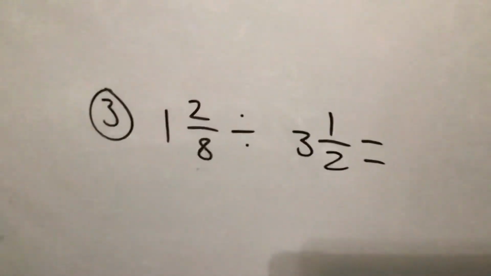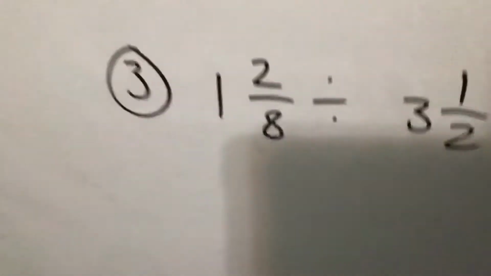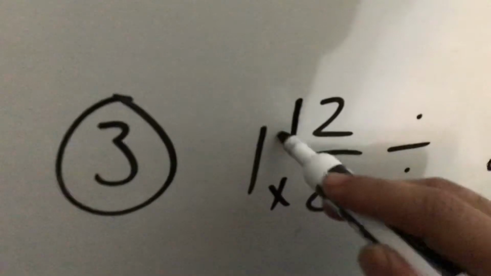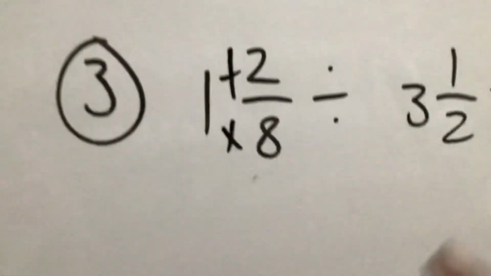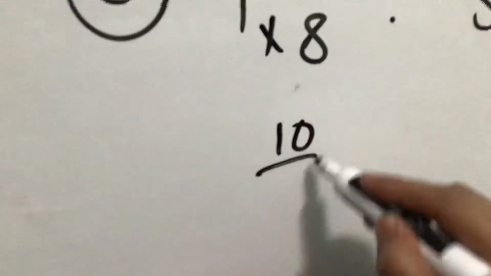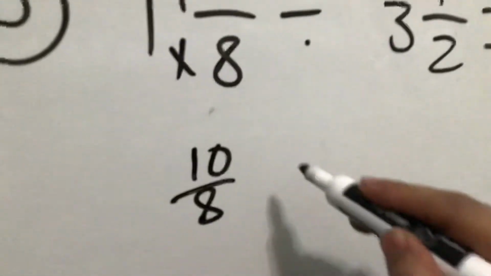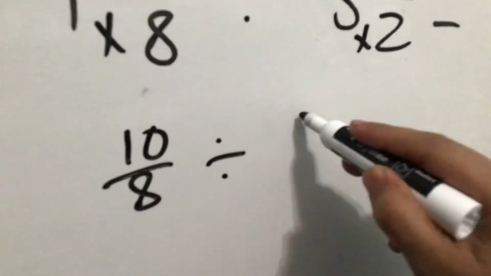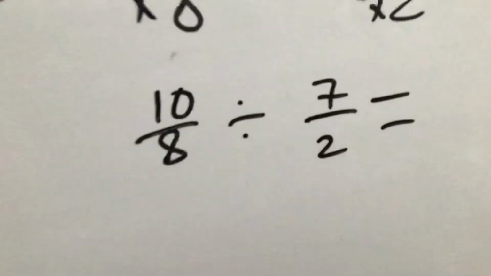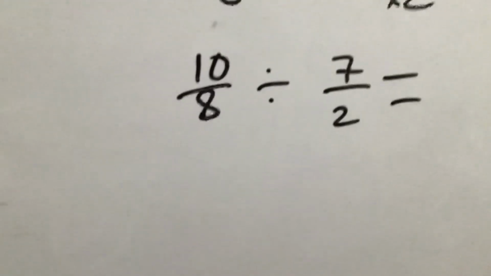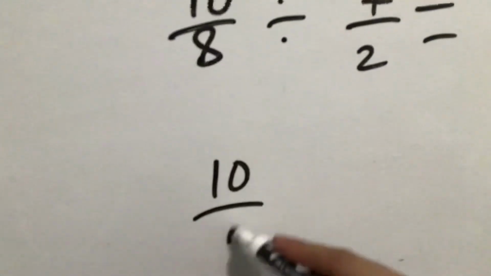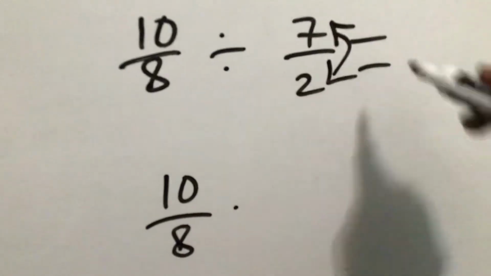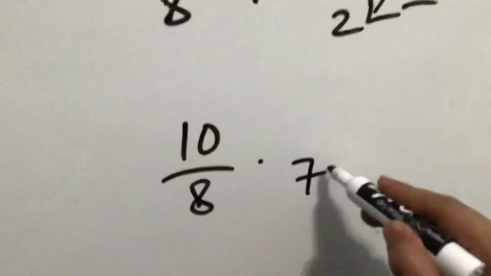One more. We have 2 mixed numbers that we have to divide. We do the same. First, we have to make them into improper. So 8 times 1, it's 8, plus 2 will be 10. Denominator stays the same. 2 times 3 is 6, plus 1 is 7. So that will be 7. Denominator stays the same. Now we do the keep, change, flip. I keep my 10/8. I change from division to multiplication, and I flip the 7 over 2. So 7 scrolls down, 2 moves up.